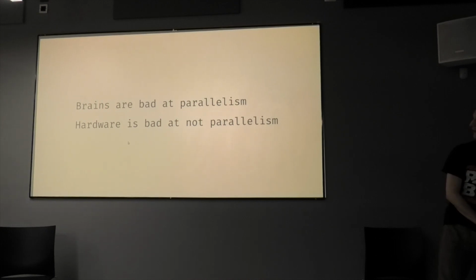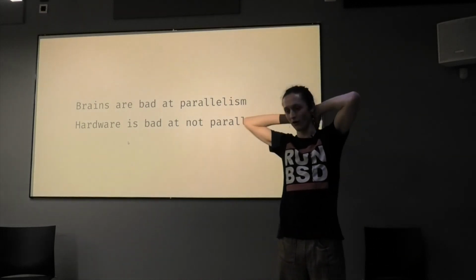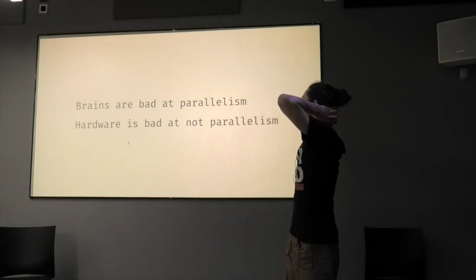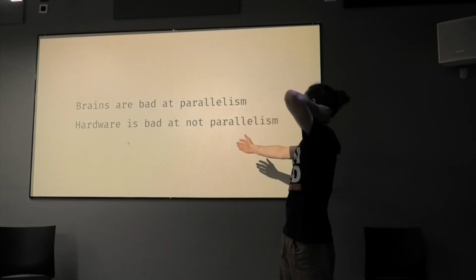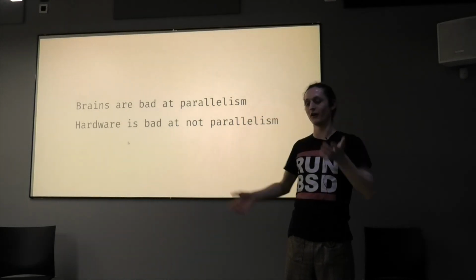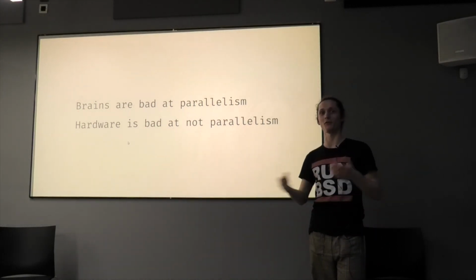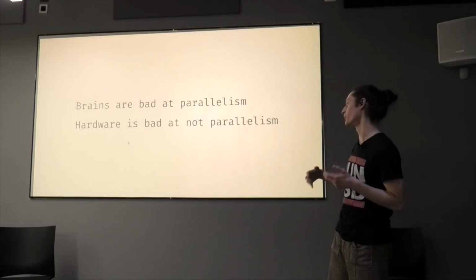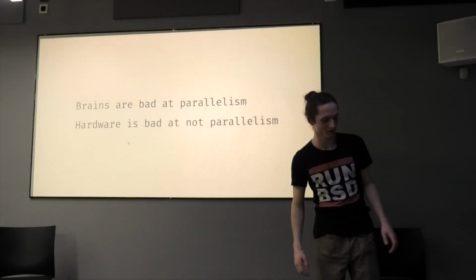Right. Yeah, all right, so parallelism. Parallelism is another big thing. I think probably one of the most compelling reasons, in my opinion, to use functional programming, as I've written here. Brains are bad at parallelism. Hardware is bad at not parallelism. Increasingly, it's becoming harder and harder for single-threaded execution to speed up, and so we're finding more and more multi-core systems, and it's becoming more and more important to exploit that parallelism that the hardware has available.